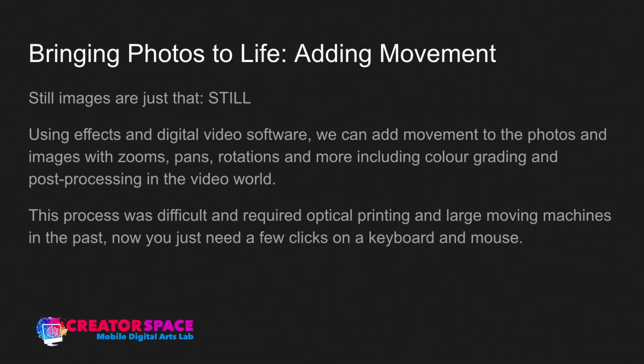And in the past, this process was really difficult, required things like optical printing and large moving machines, and now you can just do a few clicks on a keyboard and mouse, and it can be that easy. So it's a pretty cool ability of what we can do digitally now that we might have had to do in some sort of analog process before. You can imagine zooms into photos would have been done on a moving machine, moving vertically towards it with a camera to try to maximize the quality of the image instead of a camera zoom, but having that kind of plane, the field movement of going into it. So the ability of what we can do is quite amazing.